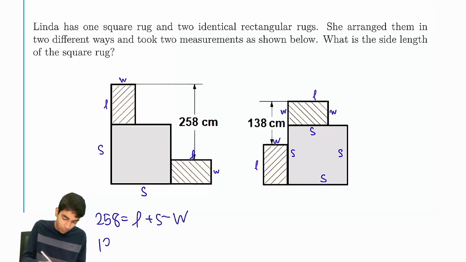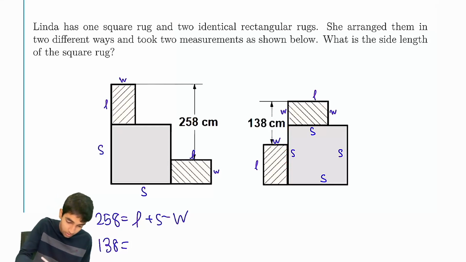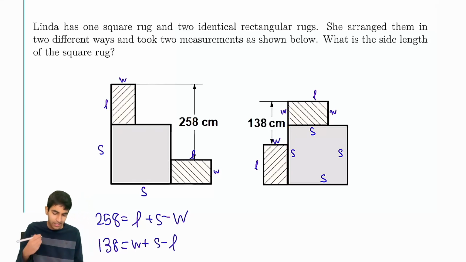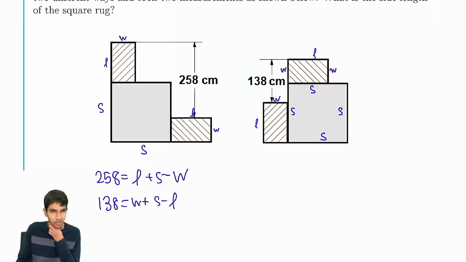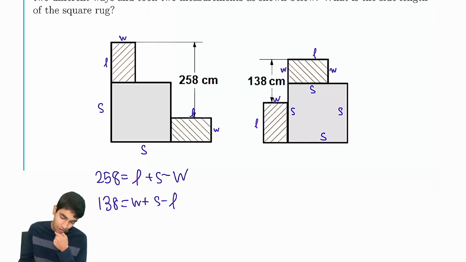Now similarly, we have 138 is equal to W plus this part, which is S minus L. And we're asked to find the side length of the square rock. This is weird. We have 3 equations, but only 2 variables. So there's no way we can solve this. What are we supposed to do now?